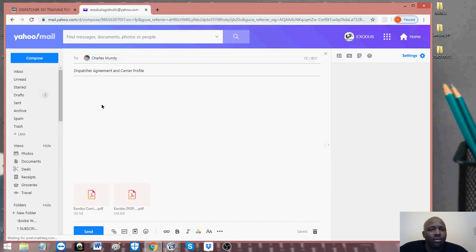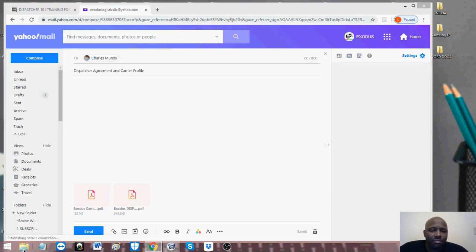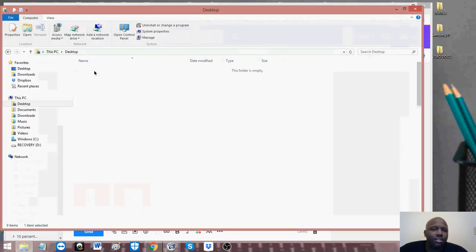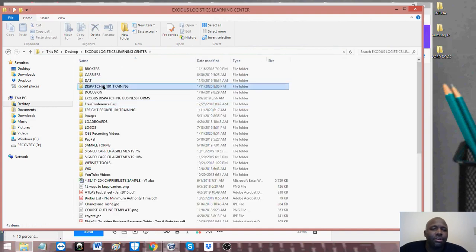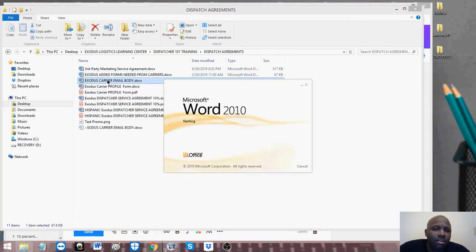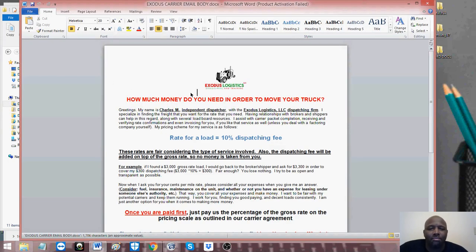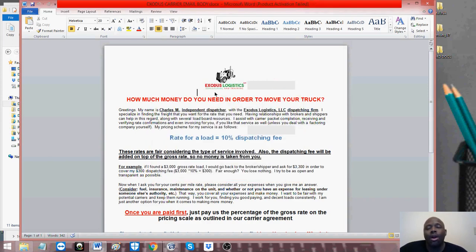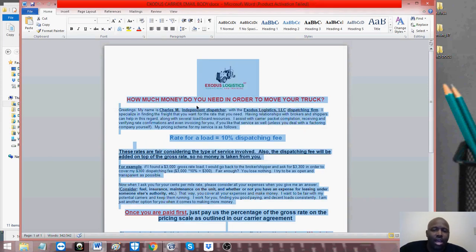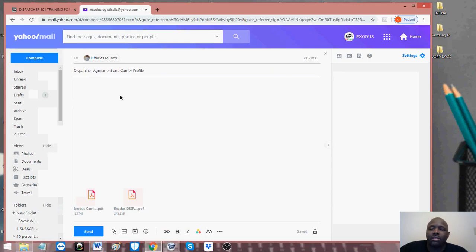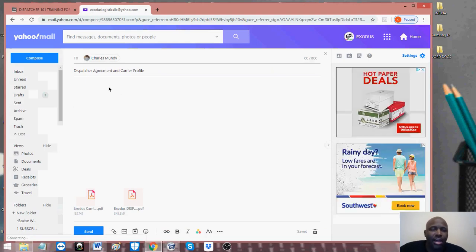And in the body of the email, it's like, well, what do I say? So under the same folder that I was at, I thought I left it open. Let's see, folder, special training, agreements, email body, Exodus carrier email body. So this is what I would copy and paste inside the body of the email to give an introduction of who I am or who I was. I didn't put the logo in, even though I'm going to highlight it, and then copy the whole thing. And let me minimize these and paste it into the body of the email.